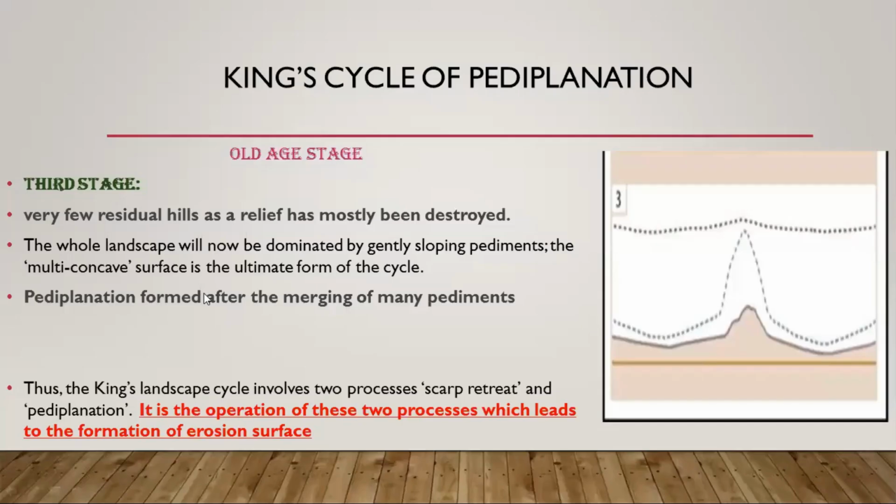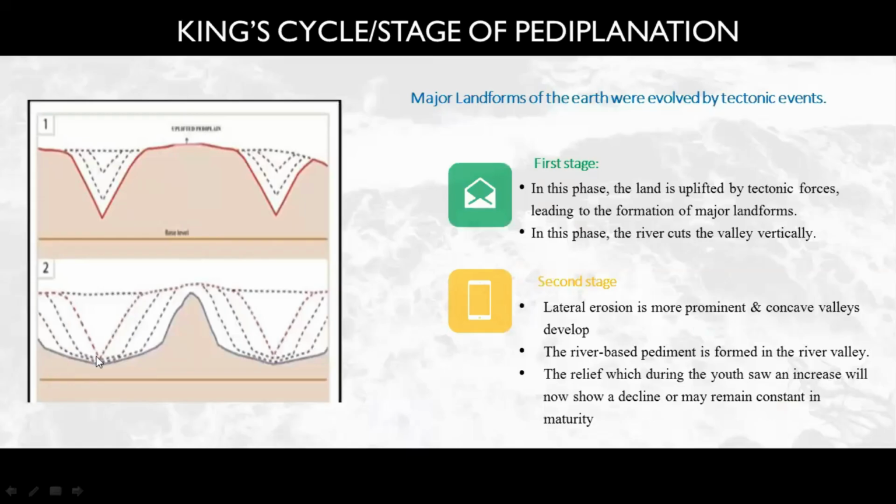In the old stage, what we see is that earlier it was here, and there is a major reduction in the relief as most of the relief is destroyed, and we find some residual hills. Earlier it was here, but parallelly there has been an overall reduction of the various parts of the slopes along with the convex nature, along with the increase of pediments because of lateral erosion. Earlier it was this much. Now it has increased to this, the pediments.